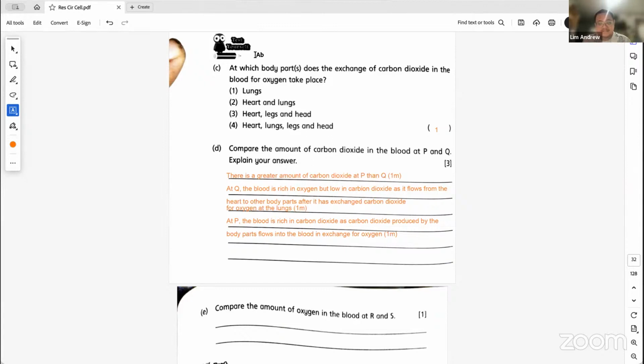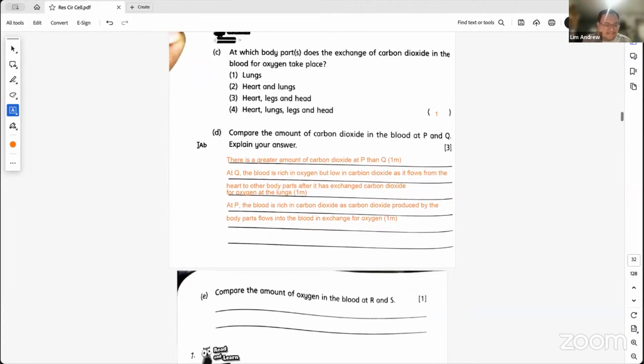All right. Thank you. So let me go back to the question again. To answer these questions, the first 1 mark is to answer what the question asks. Compare means either greater or less. So we all know that there is a greater amount of carbon dioxide at P than Q. Once you write this sentence, you get the first mark.